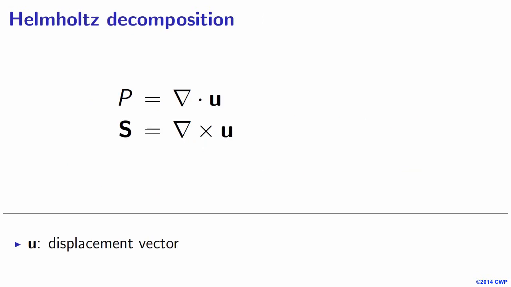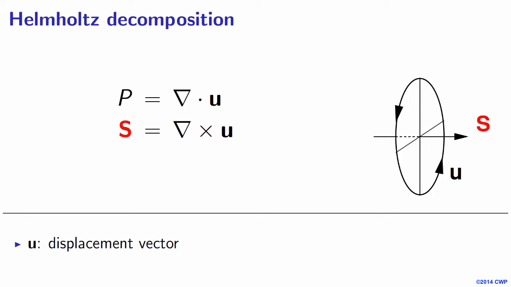P and S are decomposed from the wavefield. In the isotropic case, we can use Helmholtz decomposition to obtain the P mode and S mode. So U here is the displacement vector, and P is the divergence of the vector U, and S is the curl of vector U. Notice that here P is a scalar while S is a vector. So if the vector U is rotational in the plane, the curl of U, which is the vector S, is orthogonal to this plane.